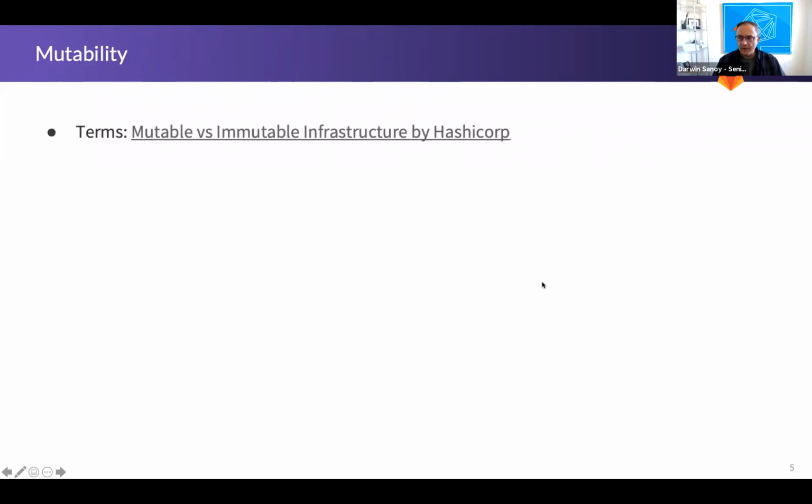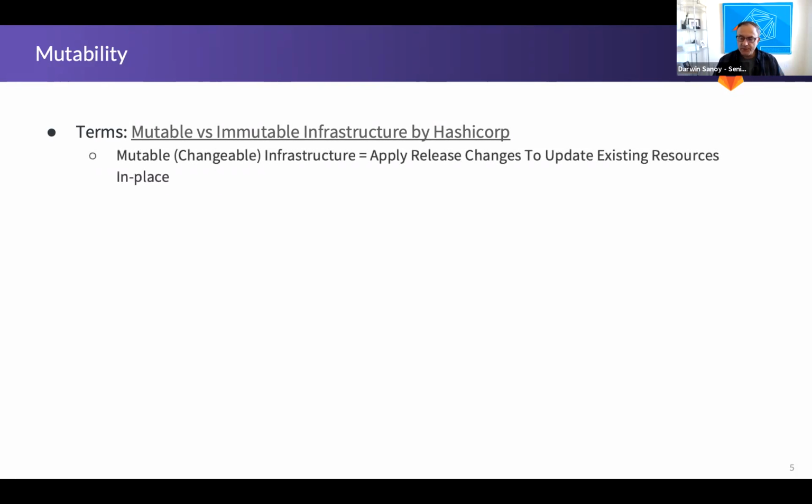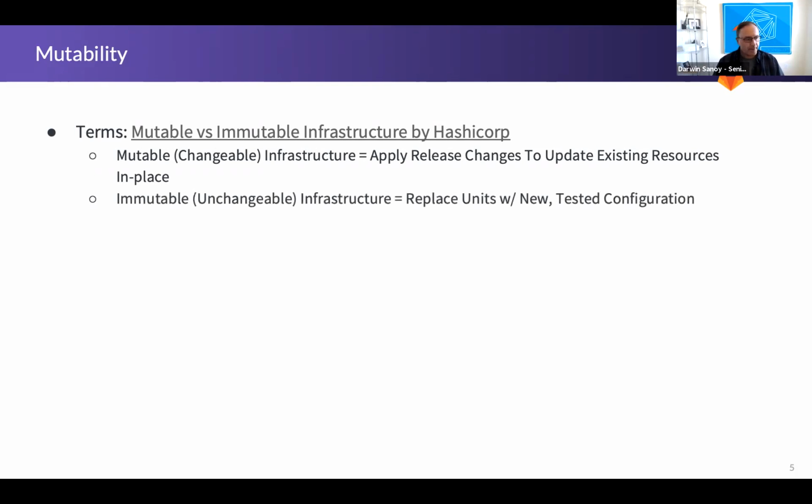So mutability. There's a video out there by HashiCorp that's really good on mutable versus immutable. Basically, mutable means changeable, so the ability to change things, or the necessity to be able to change things, and immutable means unchangeable. So in the case of infrastructure, we think of updating existing compute with new application binaries versus completely replacing those compute units with a pre-configured new set of binaries and configuration.